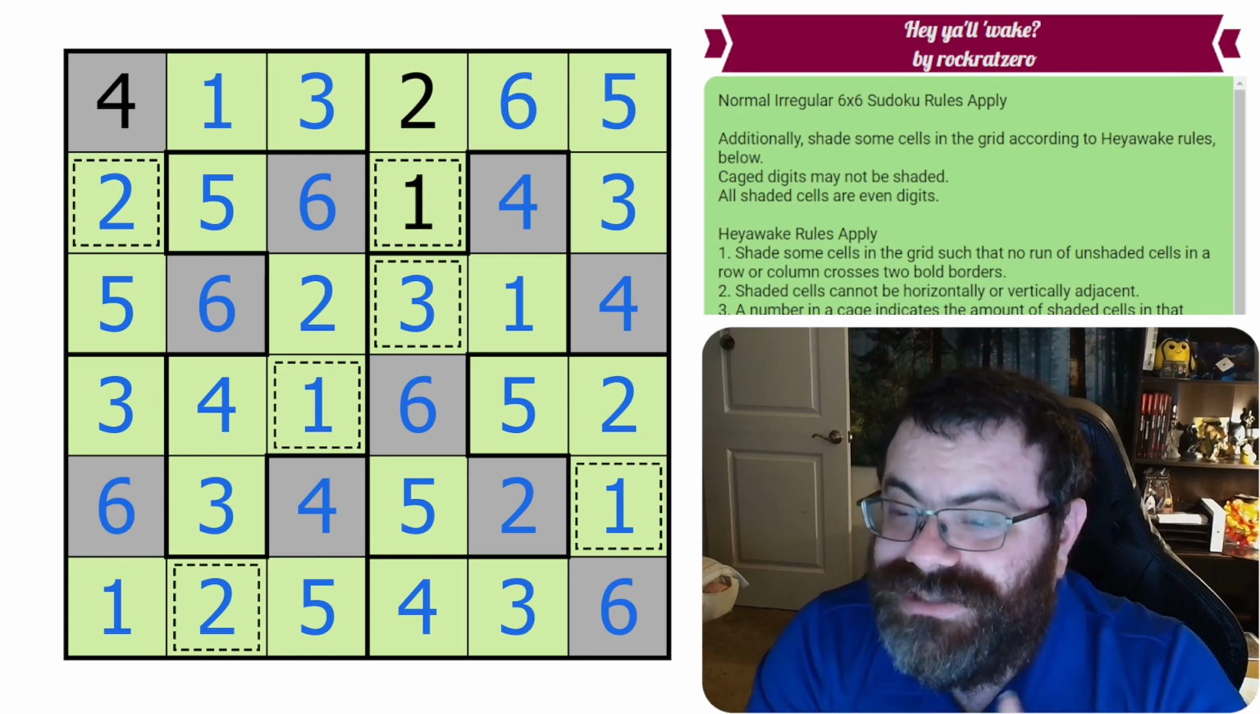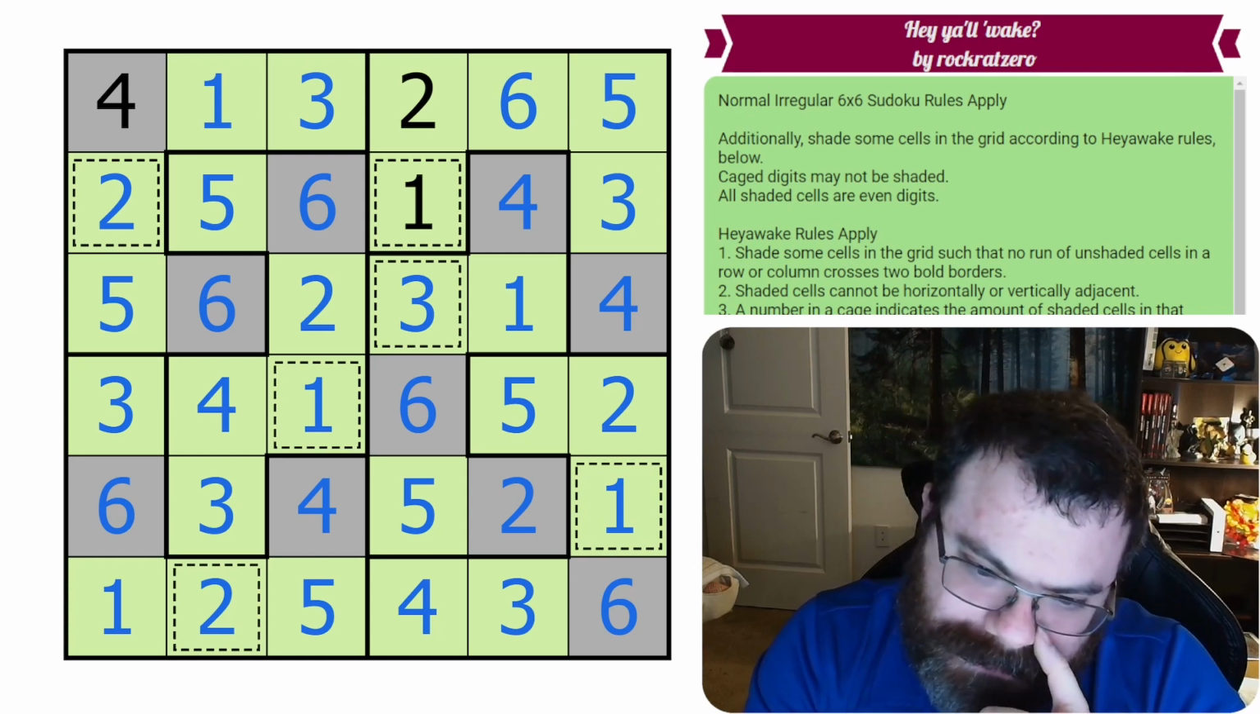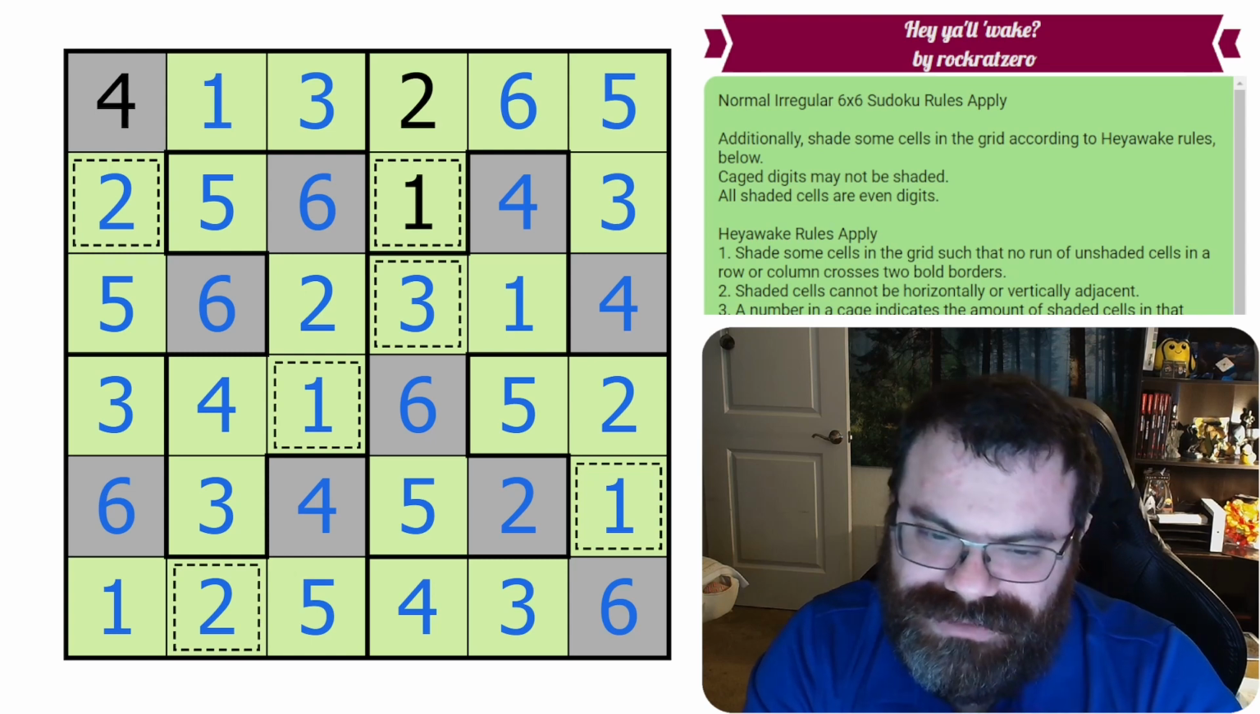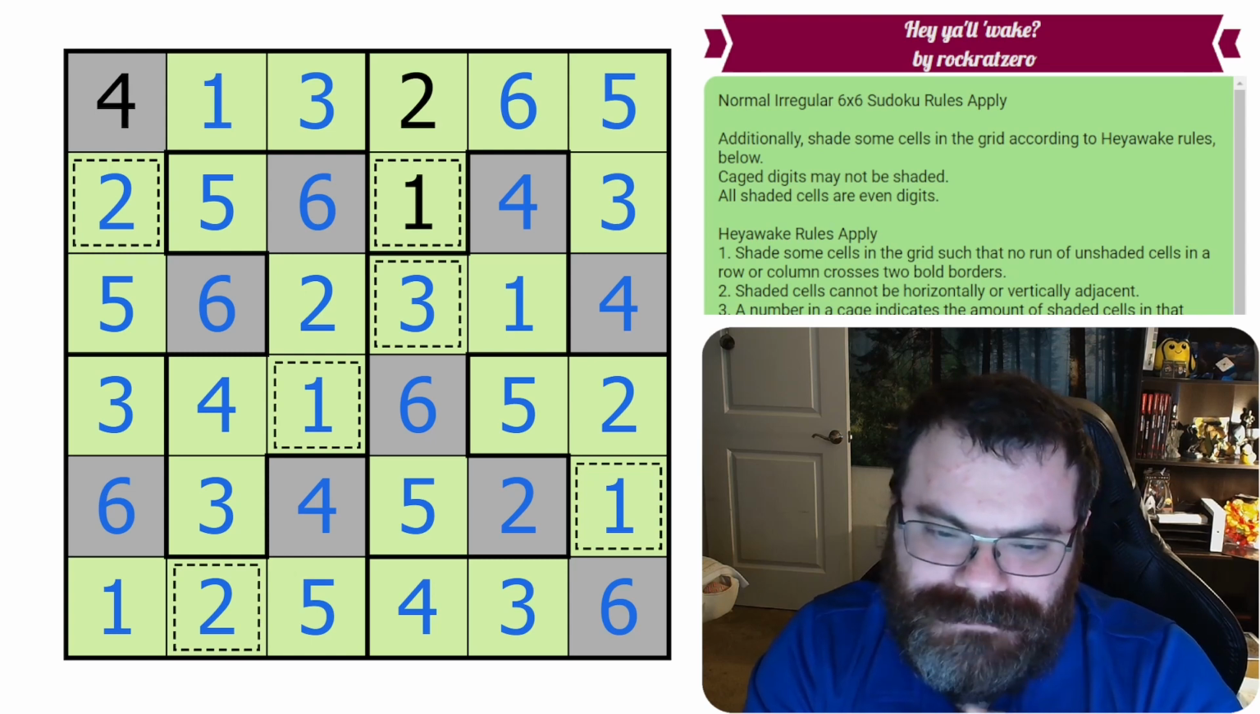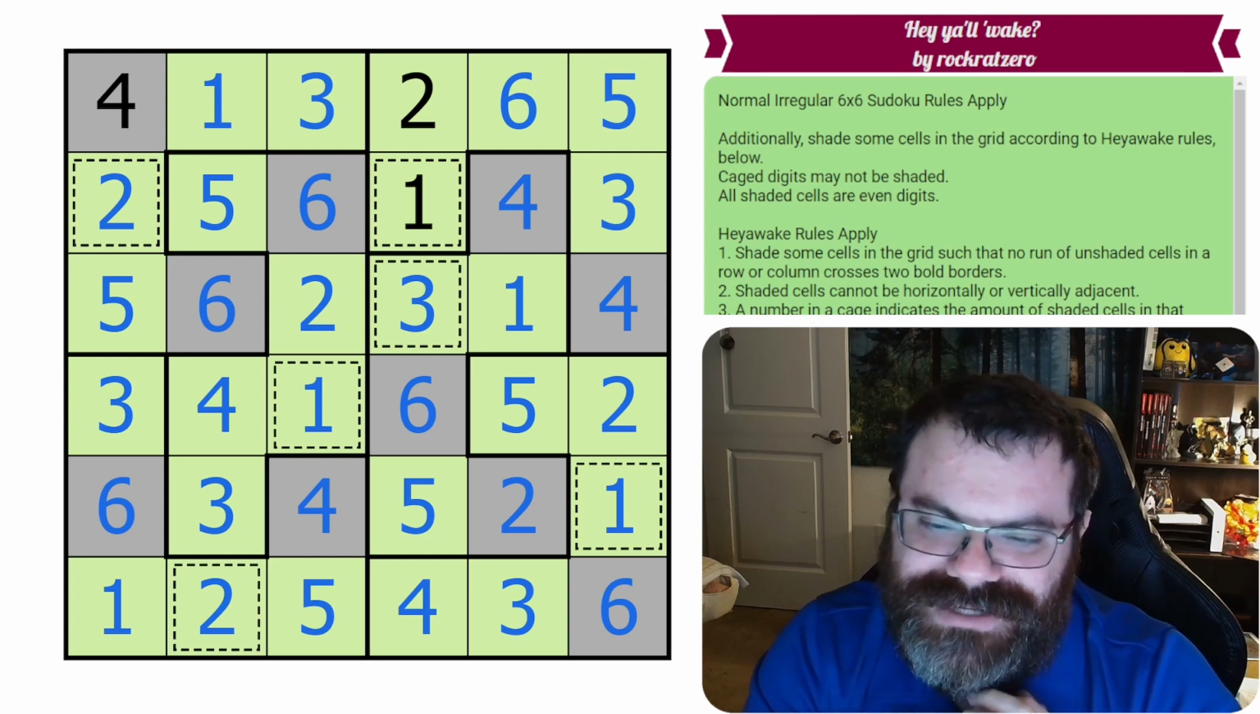Cool. Well, I rather enjoyed that puzzle, so thanks, Rockrat. Really nice use of the Hayawake. Probably if I was more experienced with this kind of puzzle, I would have done it faster.